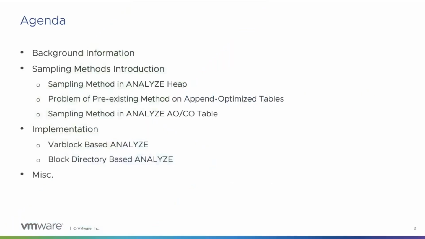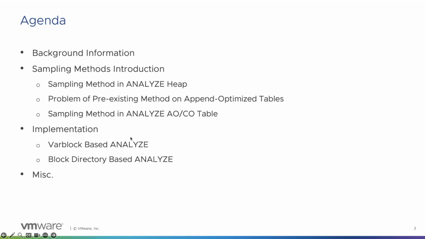And this is the agenda. We will introduce some background information and also some sampling methods, because this topic mainly focuses on the sampling process. The sampling process is a sub-process of the analyze operation. So the fast comes from the sampling process, and this is the focus. We'll also introduce some high-level implementation, not too much detail.